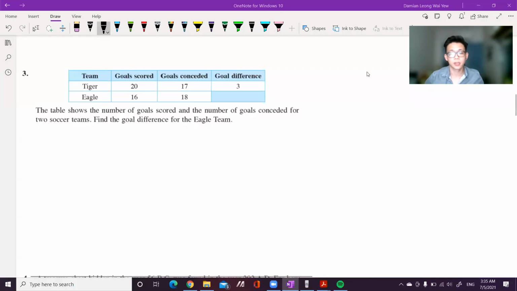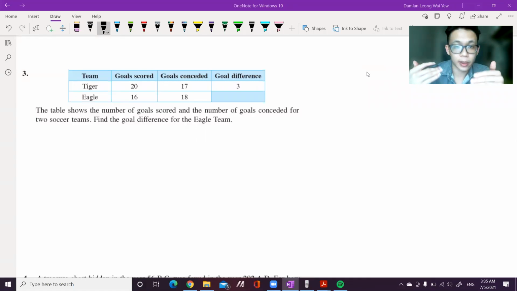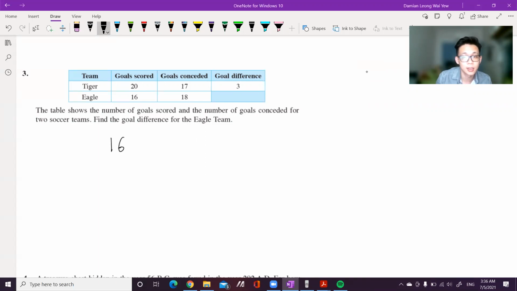So in this case, we need to consider that my goals scored is a positive value and my goals conceded is a negative value. So when I compare them, it's like 20 minus 17. So if I want to find the goal difference for Eagle, I also do the same. I take 16 minus 18. So 16 minus 18 will be negative 2. Means the goal difference is negative 2.